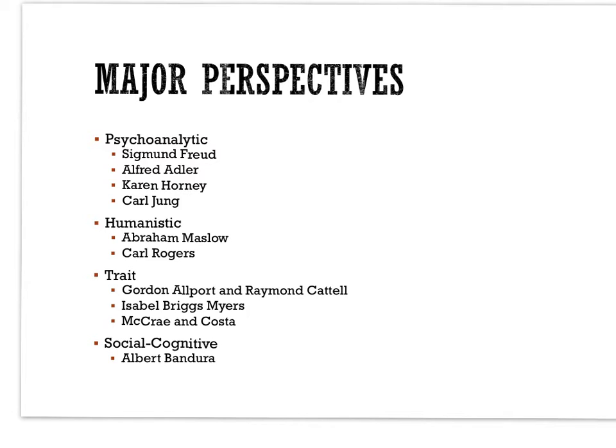Our next perspective is humanistic, and this looks at the present day and the future, what we aspire to be as human beings. And then we have a different way of looking at personality, which would be the trait perspective. So you've got Gordon Allport, Raymond B. Cattell, Isabel Briggs Myers, and McCrae and Costa. And then the final one is looking at how our environment plays a role, and so we look at the social cognitive perspective with Albert Bandura.